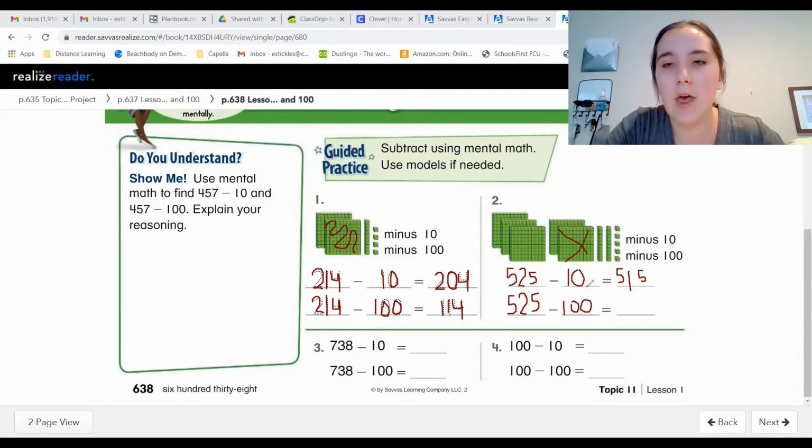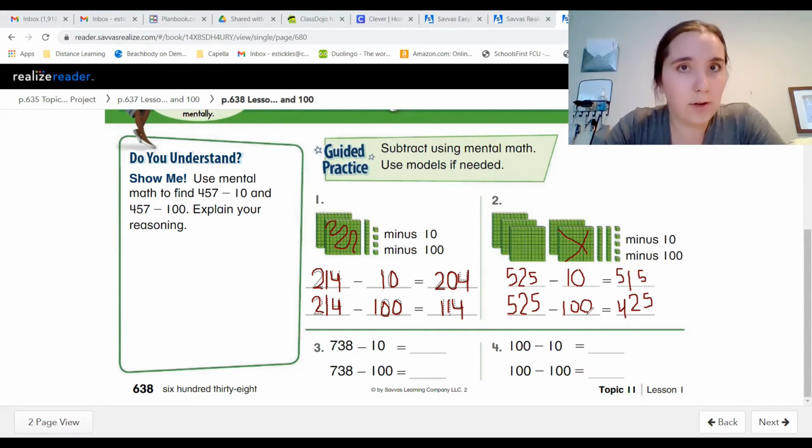Now for this problem, 525 minus 100, if I go and I just take away 1 of my hundreds blocks, cross him off, I still have 4 hundreds blocks, I still have 2 tens, and I still have my 5 ones. So that means that 525 minus 100 equals 425.